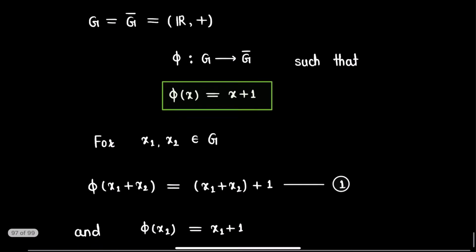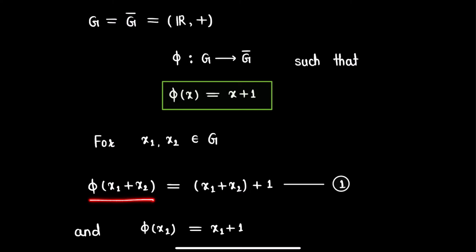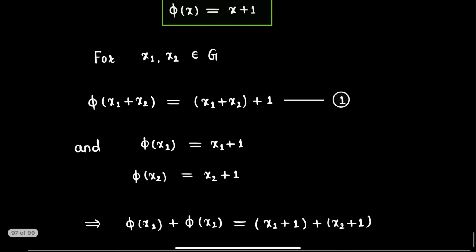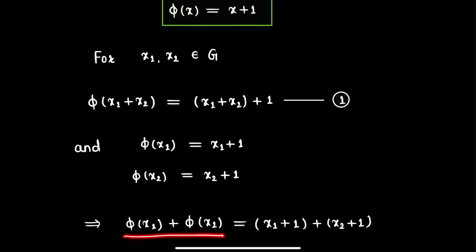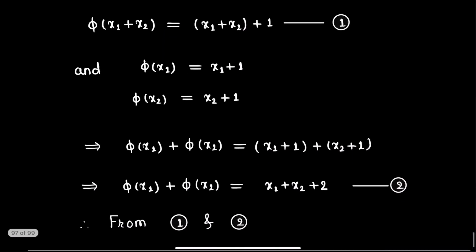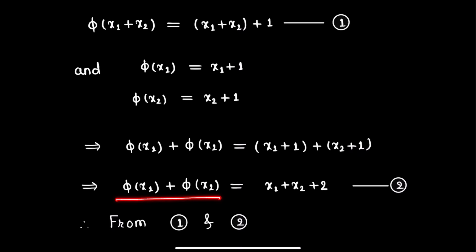We have to check whether this phi is a group homomorphism or not. So here again we will consider two elements x1 and x2 in group G. Then phi of x1 plus x2 will be equal to x1 plus x2 plus 1. We call this expression 1. And also we have phi of x1 is equal to x1 plus 1 and phi of x2 is equal to x2 plus 1. Then phi of x1 plus phi of x2 is equal to x1 plus 1 plus x2 plus 1, which gives phi of x1 plus phi of x2 is equal to x1 plus x2 plus 2, and we call this expression 2.